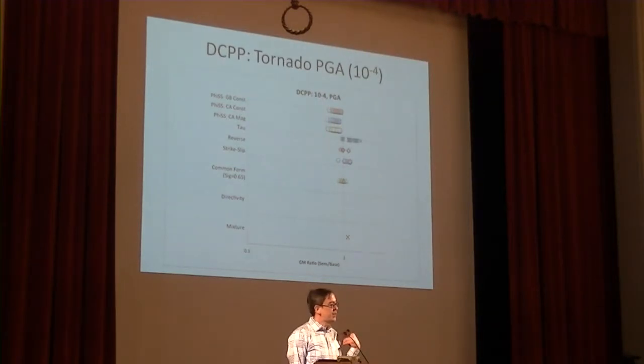Because this is a PGA plot, I don't have any values for the directivity effect. And then as Norm mentioned, the mixture model is down there on the bottom, showing an increase of about 6 or 7% for this case. John?